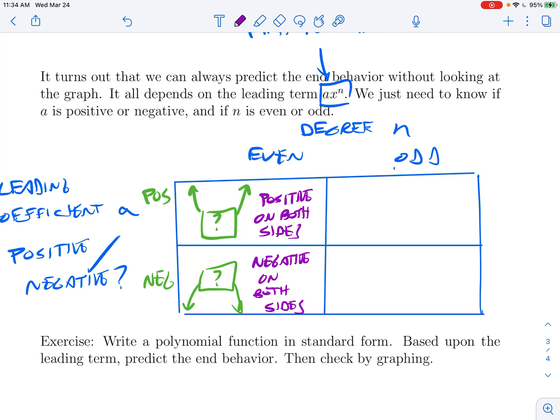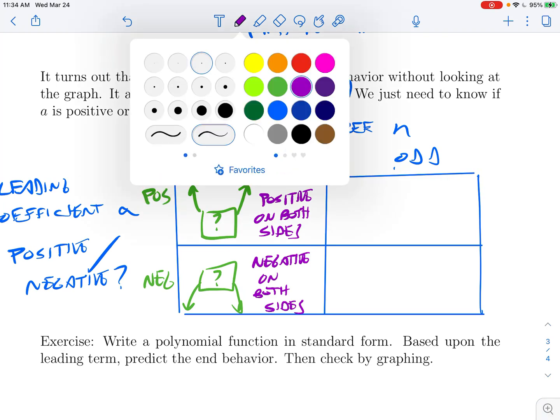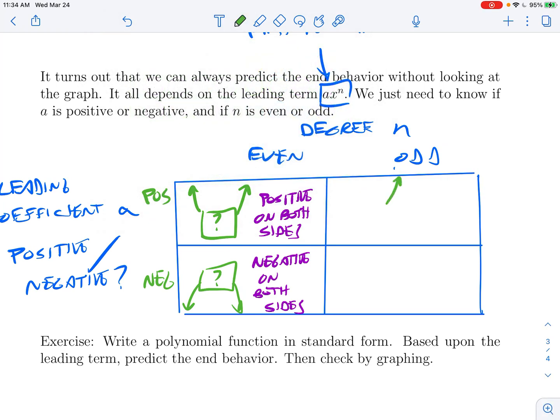If we have an odd degree, the sides don't agree. If we have an odd degree with a positive leading coefficient, it'll be positive on the right and negative on the left, again, maybe with some wiggle in the middle. If there's a negative in front, it's the opposite.